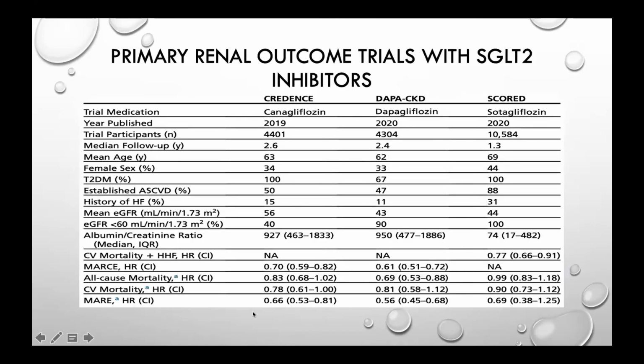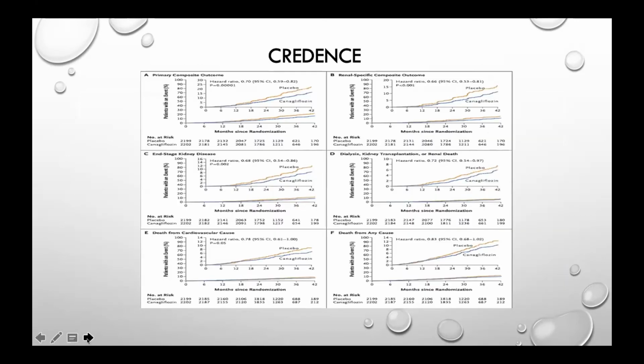You can see the hazard ratio for major renal outcomes is 0.66 with CREDENCE. DAPA-CKD was 0.56, huge decrease, 44% benefit in CKD, and sotagliflozin, which is not available in India, the hazard ratio is 0.69, a 31% benefit.